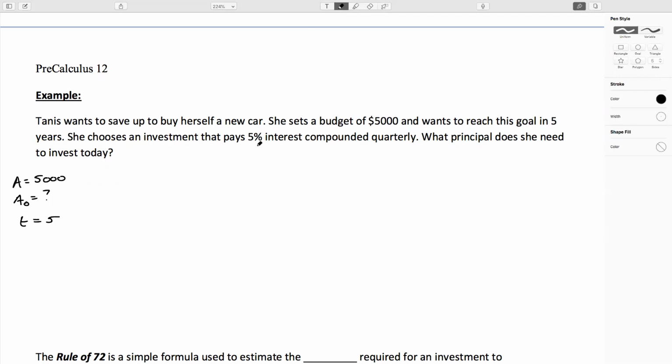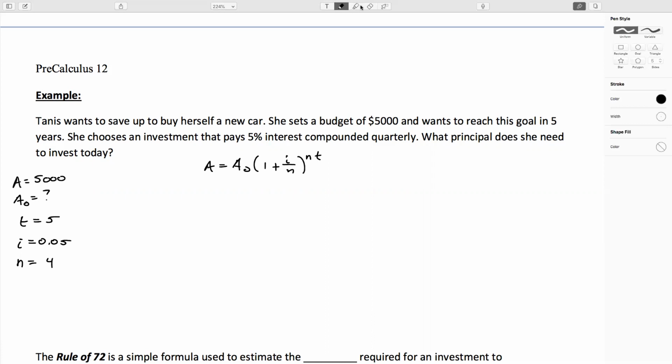She chooses an investment that pays 5% interest. I equals 0.05, compounded quarterly, so N equals 4. What principal does she need to invest today? Okay, so let's set up our equation. A equals A naught times 1 plus I over N to the NT.